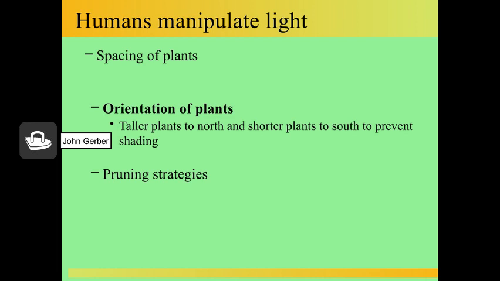Again, to optimize for light, we usually put the taller plants to the north end of the garden in the northern hemisphere. In the southern hemisphere, we do exactly the opposite.